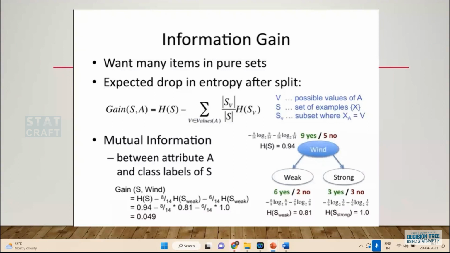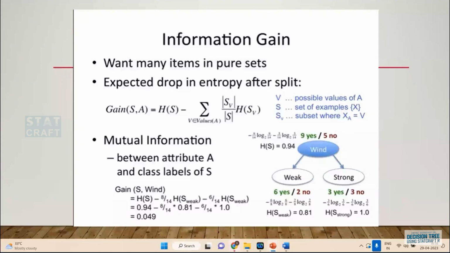Is it clear? Please write this in the chat box so that you can remember it for a lifetime. Entropy nearer to 1 is impure. Entropy nearer to 0 is the pure node. Shall I proceed further? Fine.